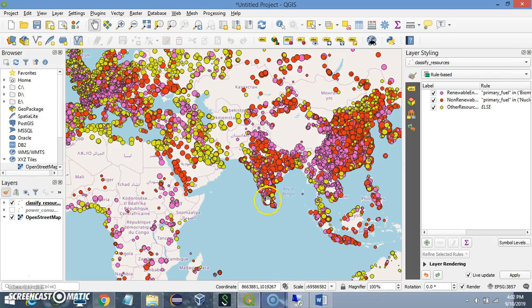The South Asian continent, which is over here, uses more non-renewable energy resources, but at the same time their energy capacity is also huge, as indicated by the bubble size over here. If we concentrate on this part of the world, which I think is India, this part uses non-renewable energy, but their energy generating capacity is low.